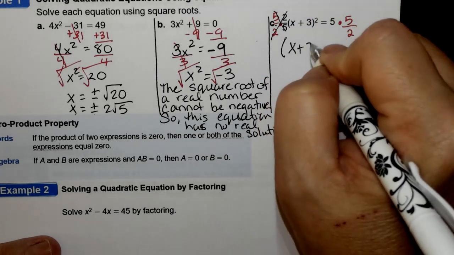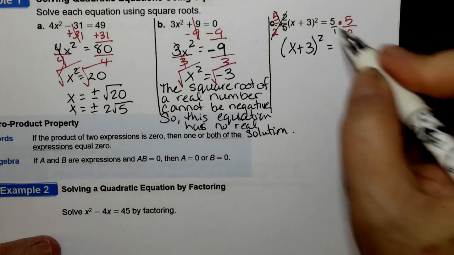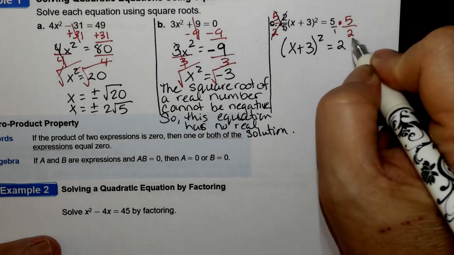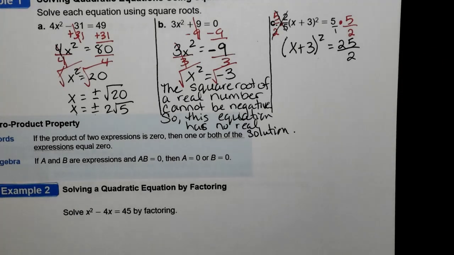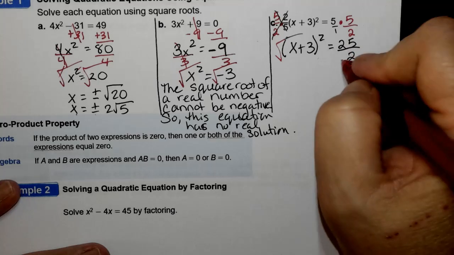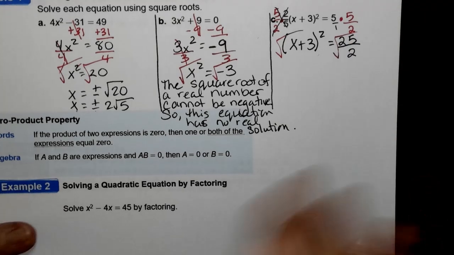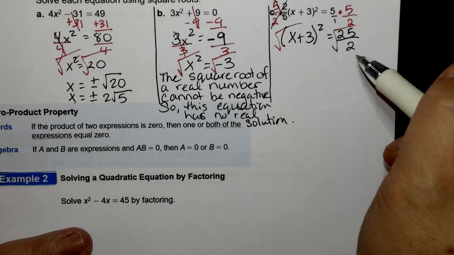That leaves us with (x + 3)² equals, well, you could think about that as a fraction. So 5 times 5 gives you 25 over 1 times 2 gives us 2. So now we're going to take the square root of both sides because we're down to that part. And yes, I know it's a fraction, and yes, it is okay. So I'm going to separate those in my answers.